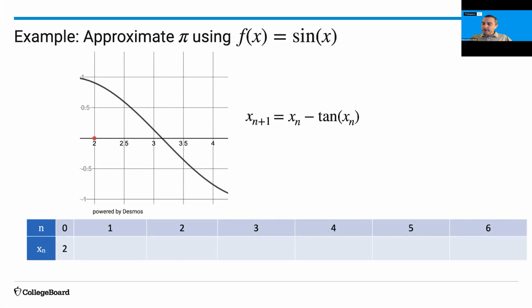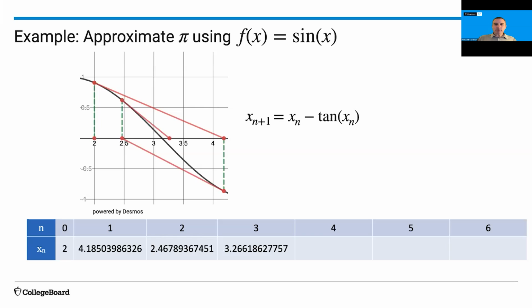So for n equals zero, in other words, our initial guess, we're starting at x equal two. Our first estimate gives us somewhere around 4.2 when we run the first iteration of Newton's method. We estimate again, we run the iteration again, and we get somewhere around 2.47, still not close. But once we get to our third estimate, we're finally in the threes, and watch what happens when we get to the fourth estimate. The fourth iteration already produces 3.14, so we've got accuracy to the first three digits for pi.